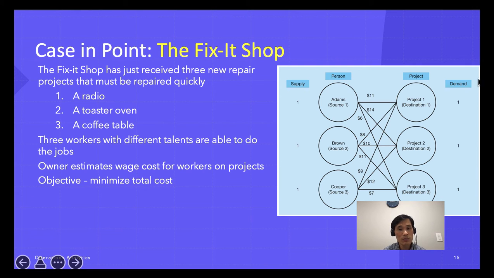Let's say, project one is fixing a radio, and project two is a toaster oven, and project three is a coffee table. And Adams and Brown and Cooper might have different expertise in these repairs, and they may incur different costs as a result.